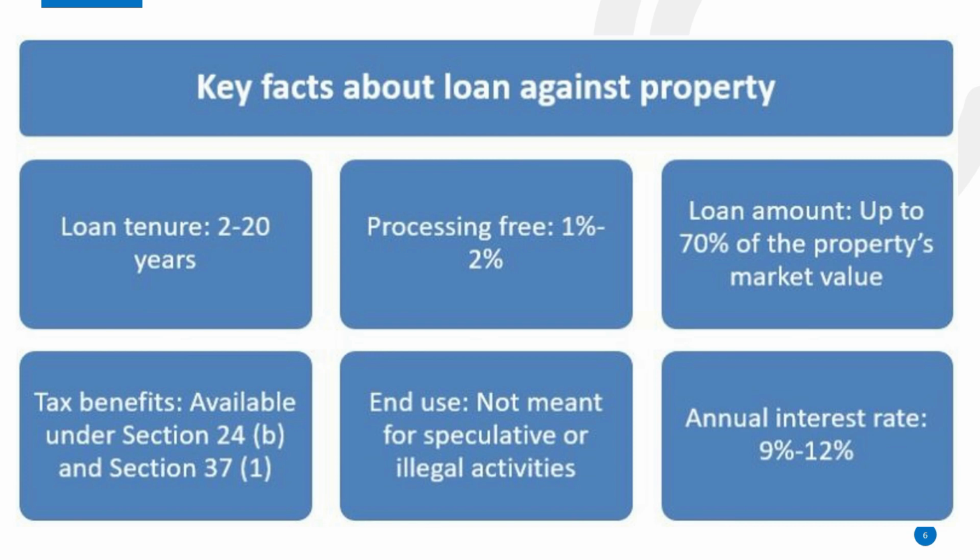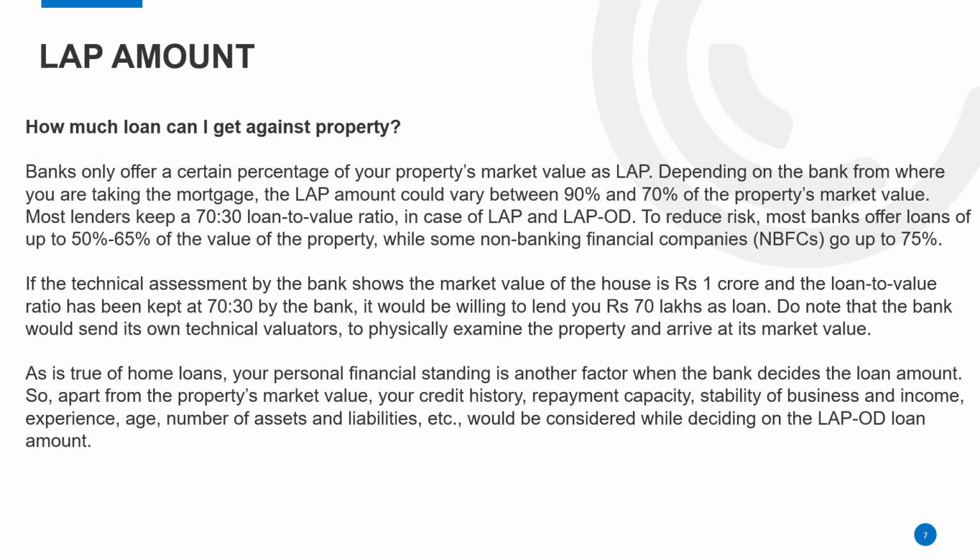Key facts about loan against property: loan tenure 2 years, processing fee 1% to 2%, loan amount up to 70% of the property market value, tax benefits available under Section 24(b) and Section 37(1). End use not meant for speculative or illegal activities, annual interest rate 9% to 12%.